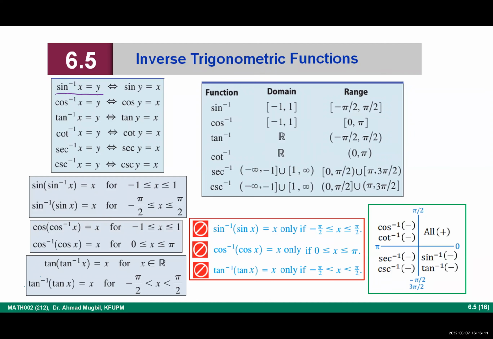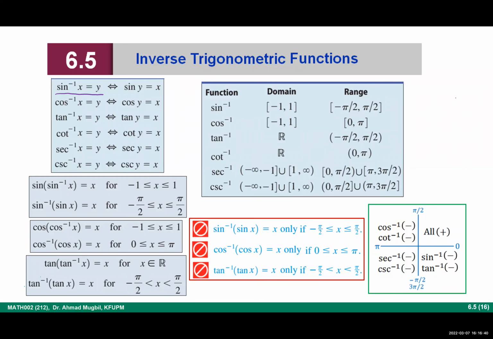inverse trigonometric function. Sine inverse of x is y, if and only if sine y is x. And of course, these expressions are not valid unless we are working within the domain and the range of these functions. The domain of sine inverse and cosine inverse is the closed interval -1 and 1. The range is -π/2 and π/2 for sine inverse and 0 and π for cosine inverse.